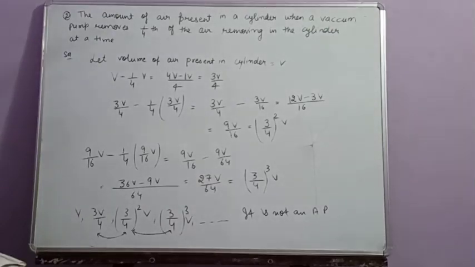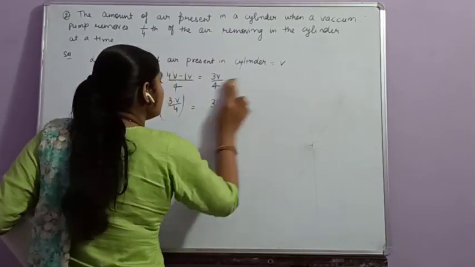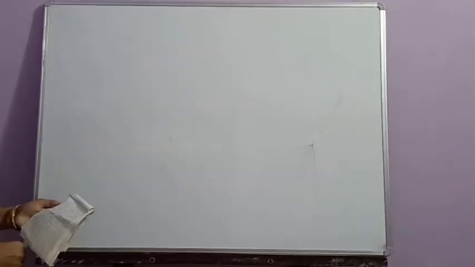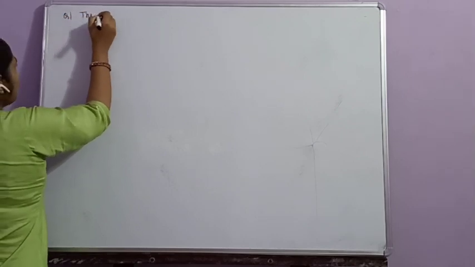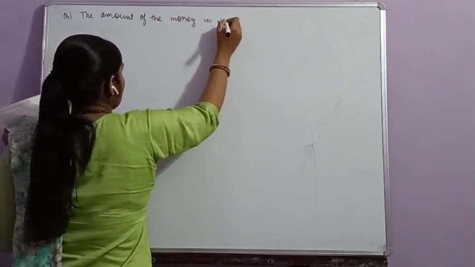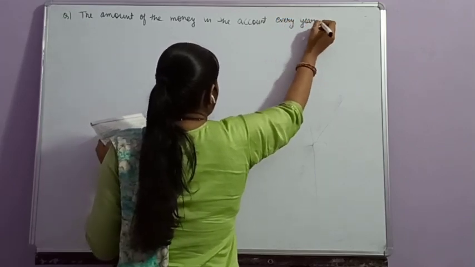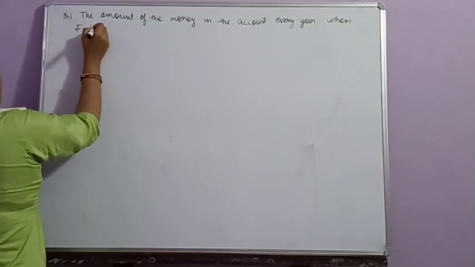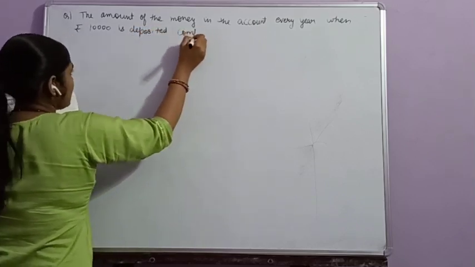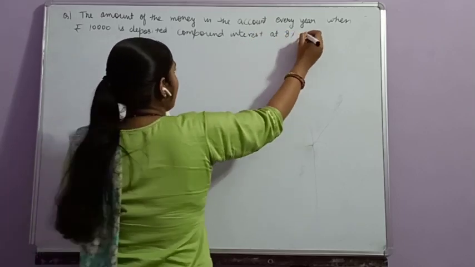Here, next is the amount of money in the account every year when rupees 10,000 is deposited at compound interest at 8% per annum.